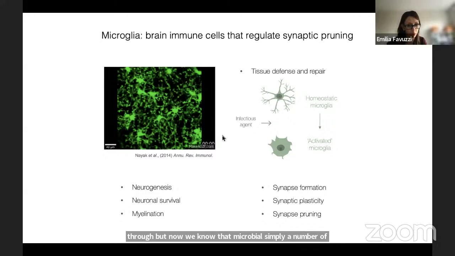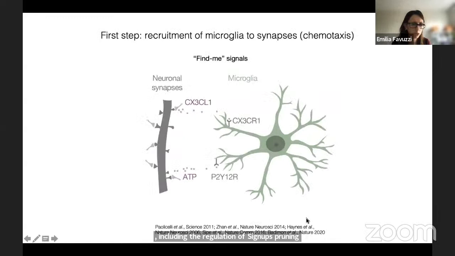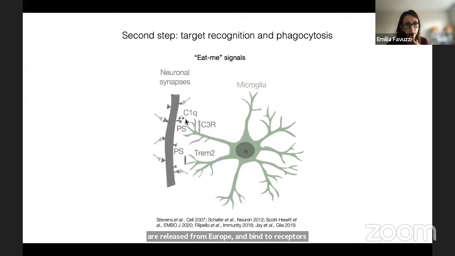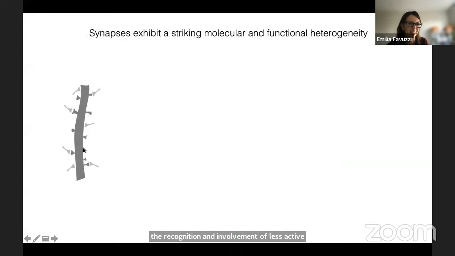of synapse pruning. So just to give you a simplified background about what we know, there's two main steps of microglia-mediated pruning of synapses. In the first step, so-called find-me signals, like chemokines or ATP, are released from neurons and bind to receptors expressed in microglia. And then in the second step, molecular tags known as eat-me signals will be key for the recognition and engulfment of less active synapses.